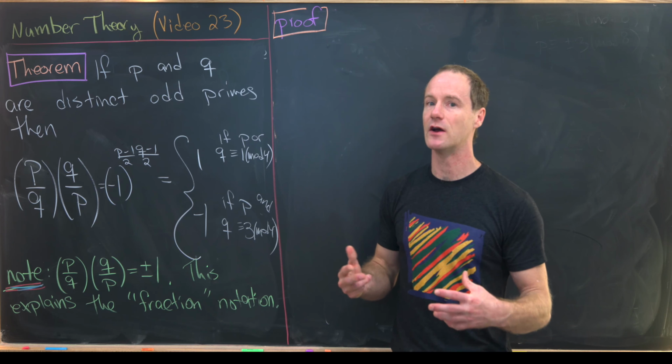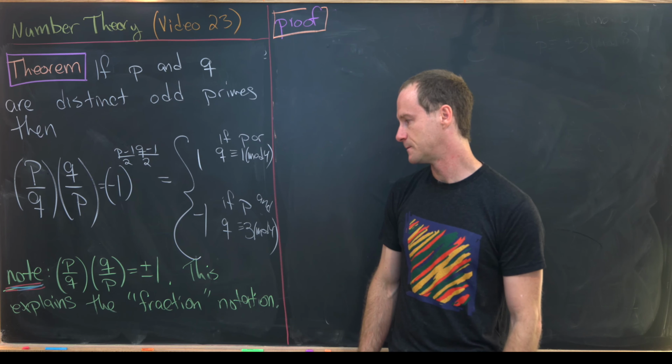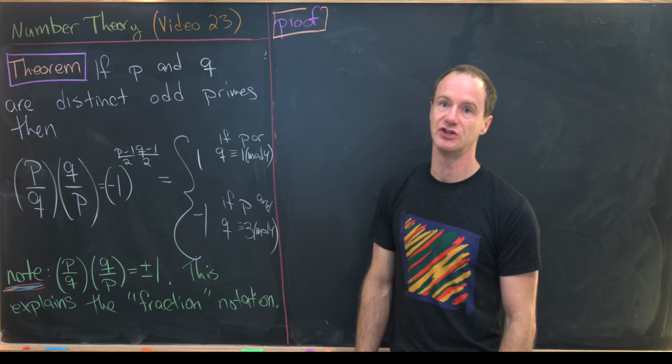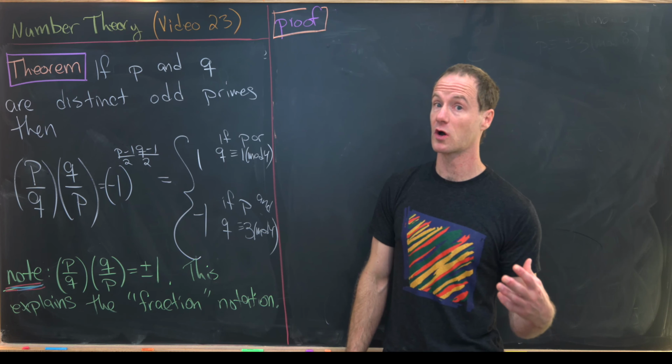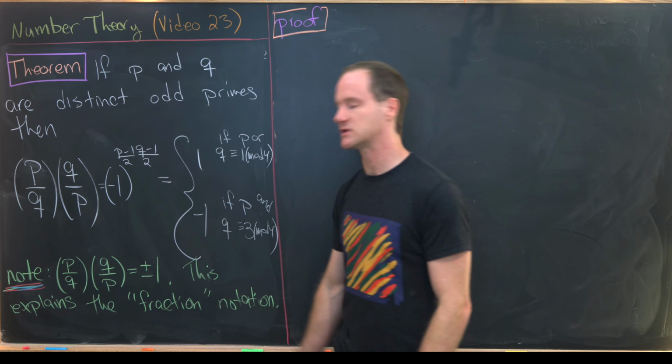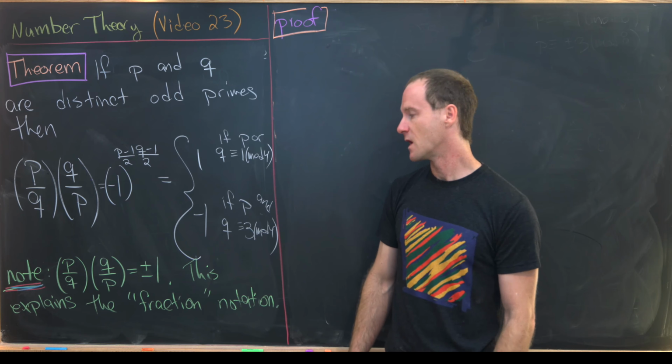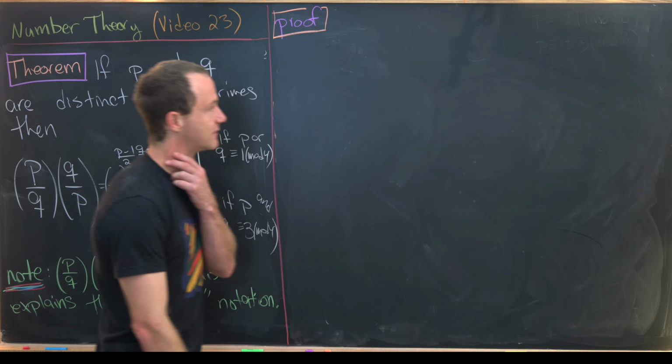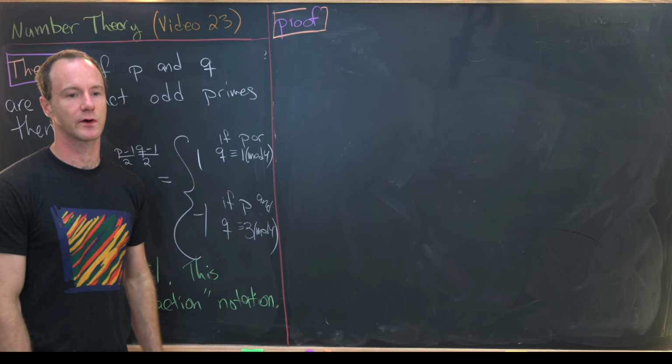So in other words, they almost cancel each other. And that explains this fraction notation. So if they were fractions, then this would always multiply out to 1. Okay, so let's maybe get into the proof. And this is a nice combinatorial argument.